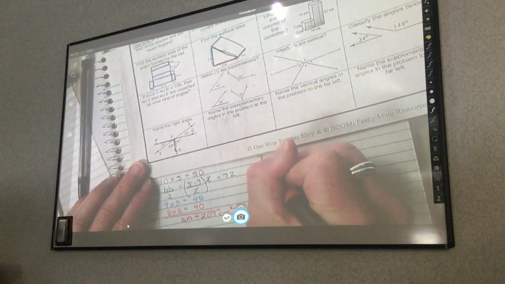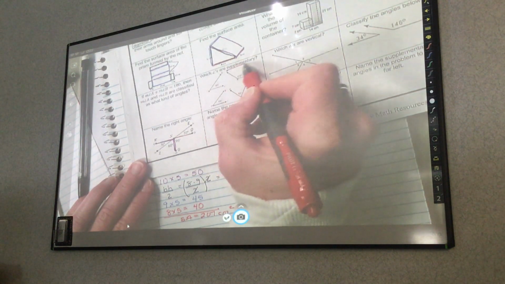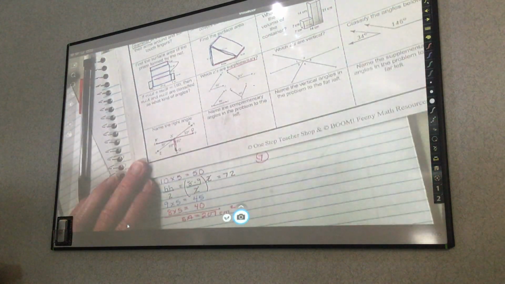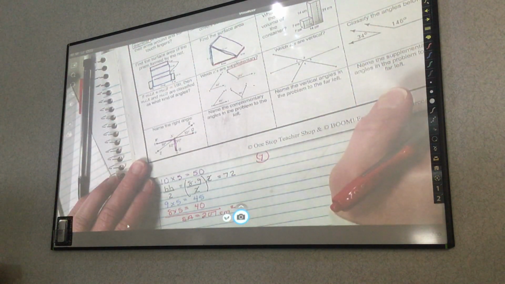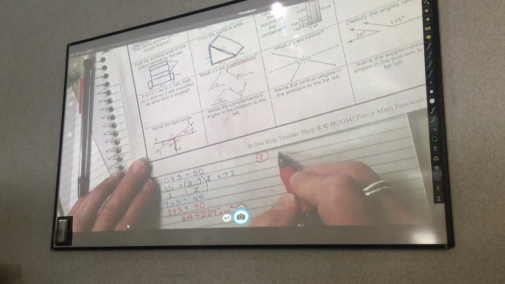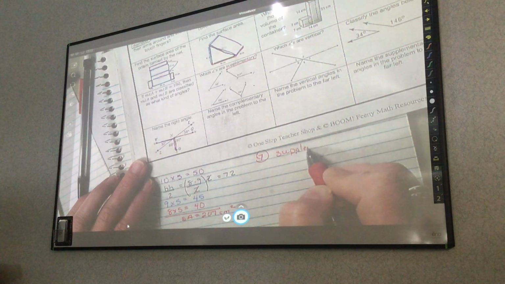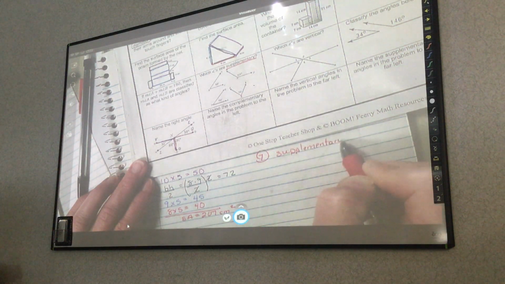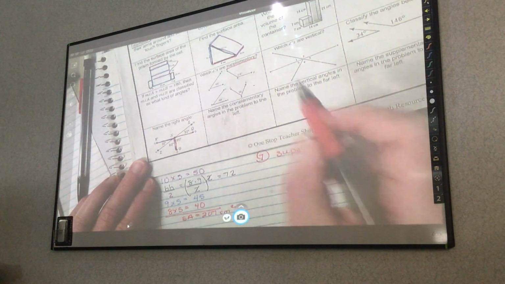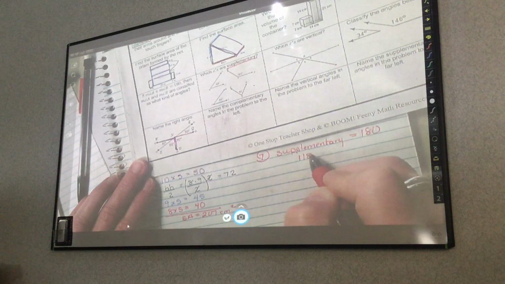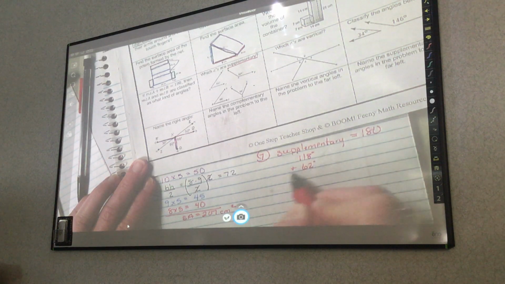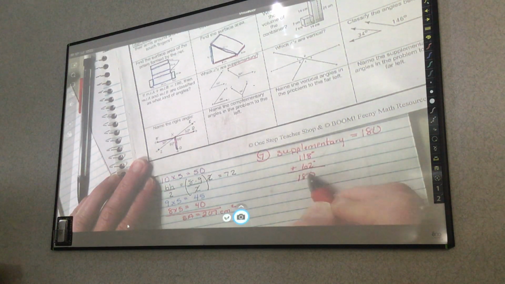Number 7, which ones are supplementary? And we just wrote this down. Supplementary have to equal what? No, supplementary is 180. Write that down. Supplementary. Write it down again. Equals 180. So then I would need the 118 plus the 62 degrees. And they equal 180.